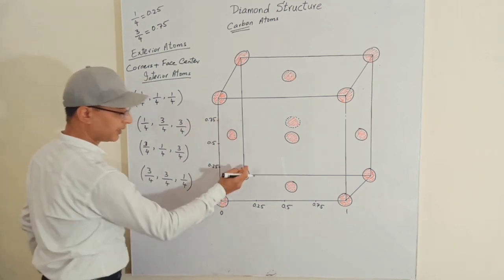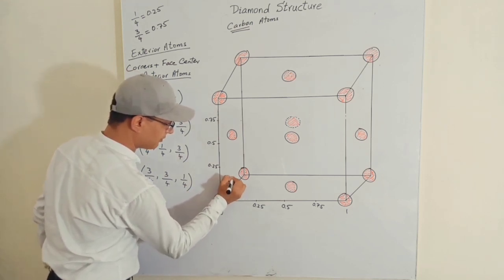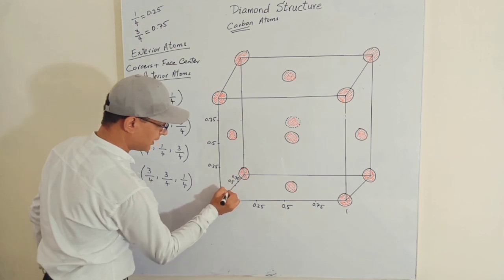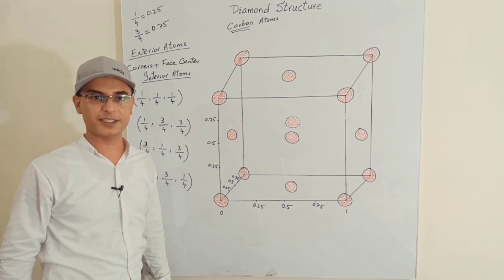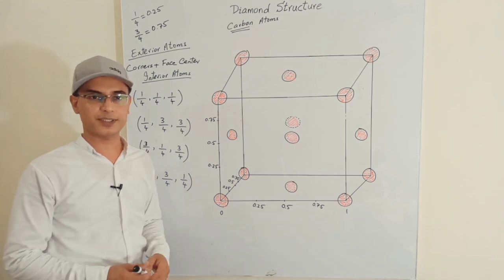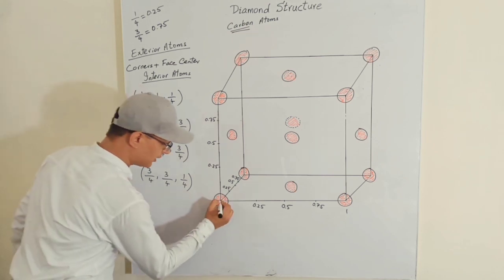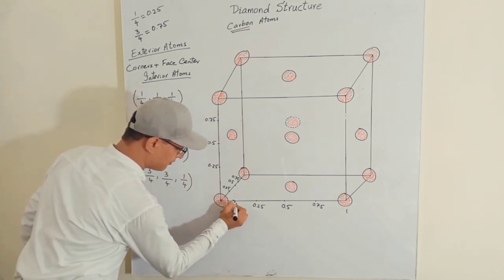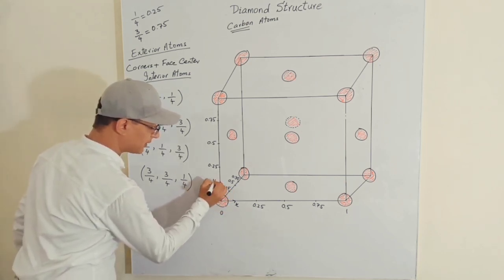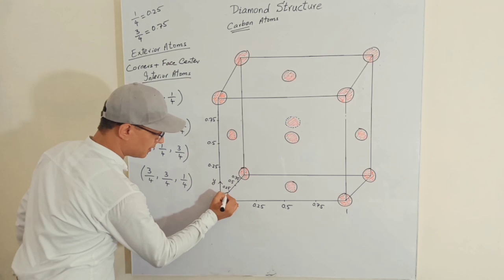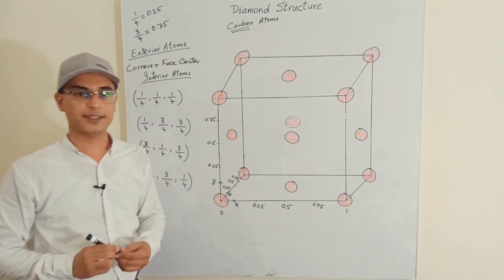I'll do the same for this edge, 0.5 here, 0.75, and for the starting point 2, 5. You must have a coordinate system to locate the positions of the interior atoms. If I have this to be my origin, then the horizontal axis will be my x-axis, the vertical axis will be labeled as y-axis, and this along distance inside the crystal will be my z-axis.